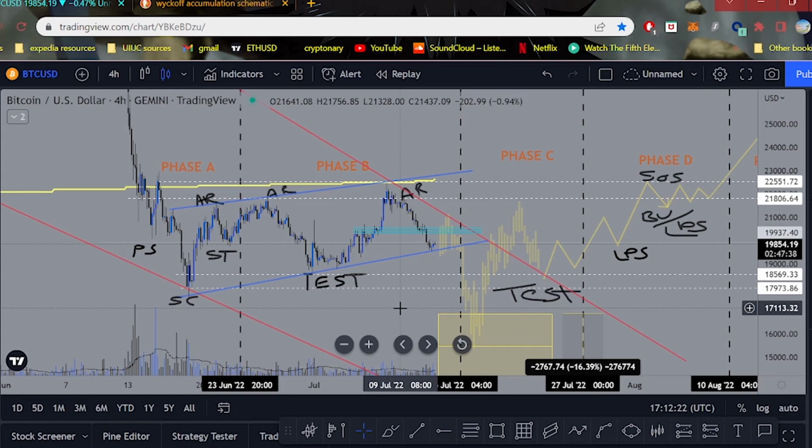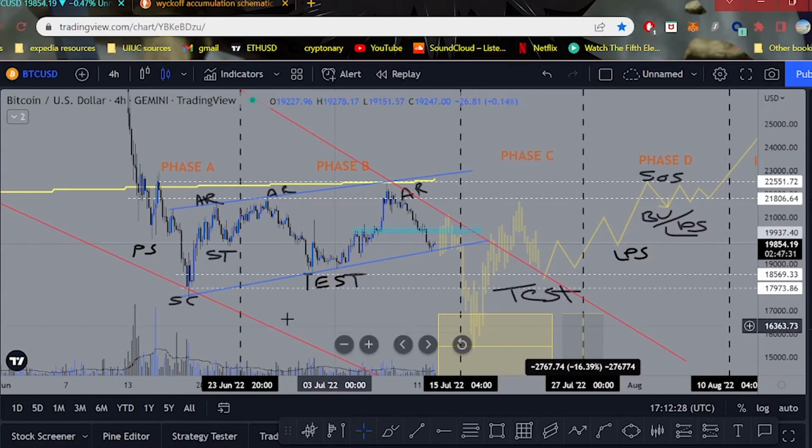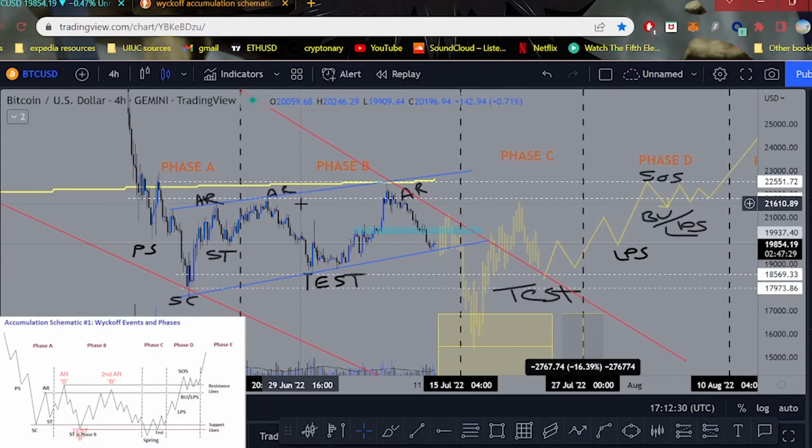Here we got the Bitcoin chart. It is July 12th. As you can see, what do we have here? A Wyckoff accumulation schematic. Now, I will have this right here, but I can't see it, but I'll show you the very similar effects it has. Now, this test right here is not touching this low right here, but it is in the midst of it.